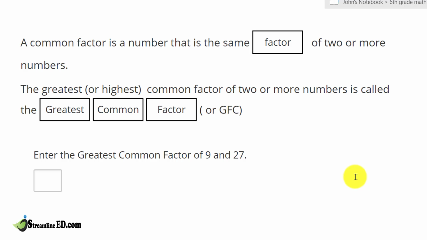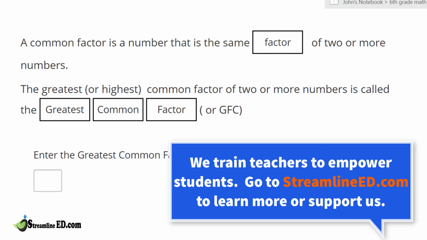In the previous lessons, we learned about the process called prime factorization, where we determine what prime numbers are multiplied together to get that number. Now we are going to learn how to use the process of prime factorization to solve for something called greatest common factor. Well, before we do that, let's look at the word common factor.